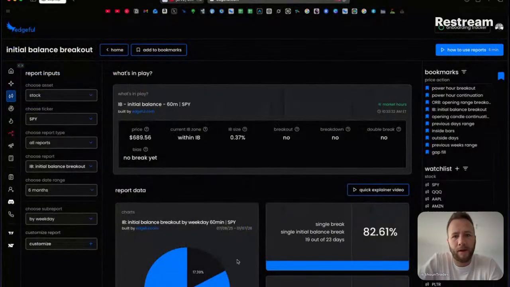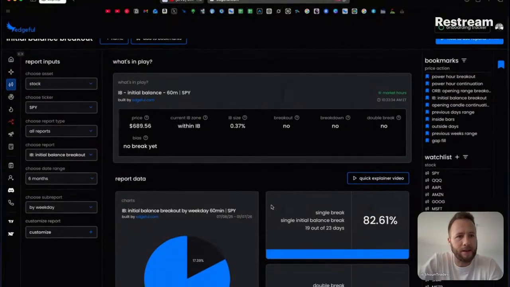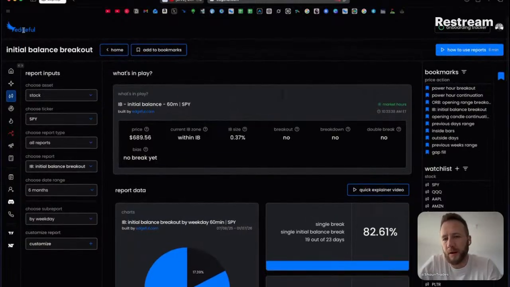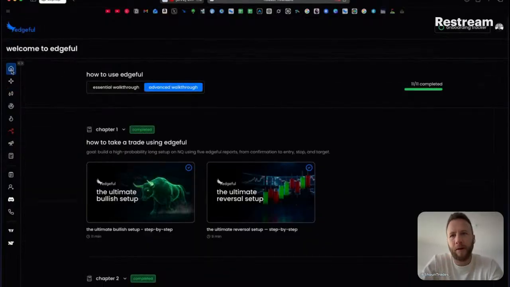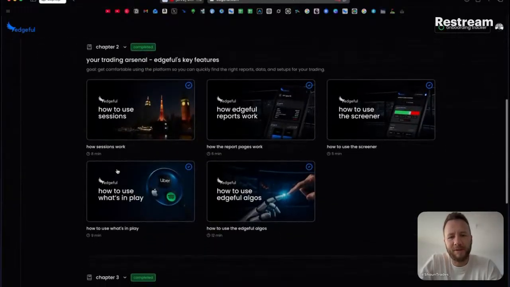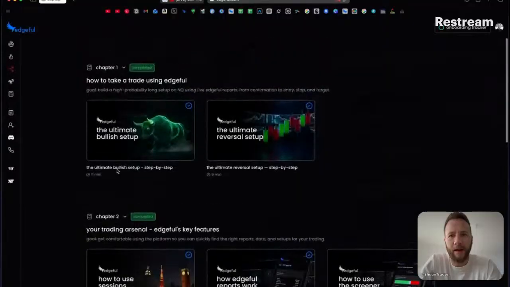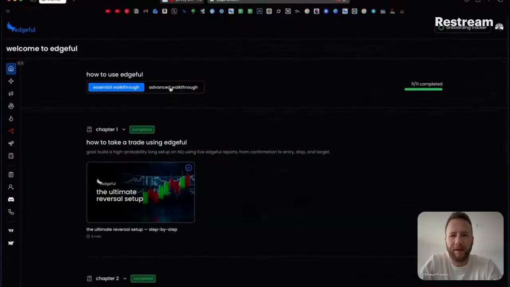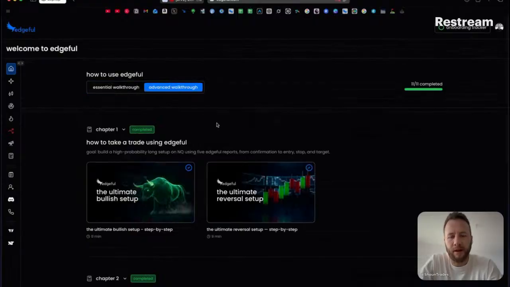Right, okay. So the Edgeful platform then, this is the initial balance breakout report, and how to do that is we'll just go back to the Edgeful main page. Press home. On the home page, you'll obviously get all of the walkthroughs, which they only take probably about an hour and 50 minutes, something like that, on the advanced plan, but even less time on the essential walkthrough. But I think for the extra few minutes, essentially, the advanced walkthrough is definitely the best way to go.